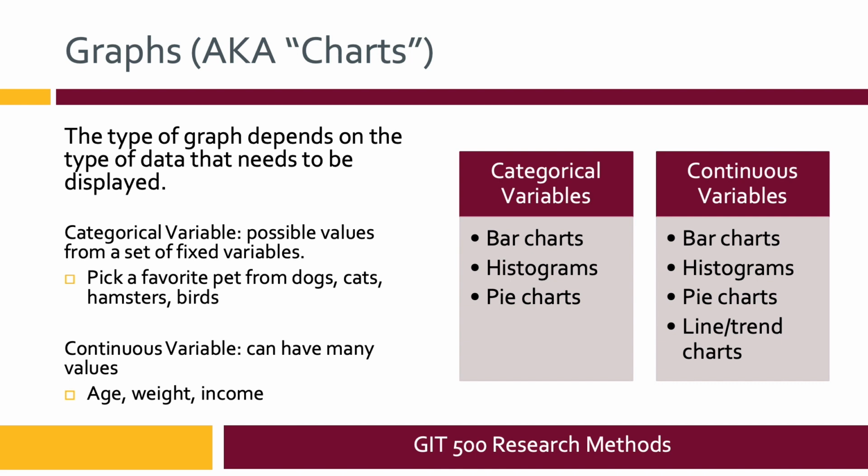Next, we have graphs, also known as charts in some areas. The type of graph that you use will depend on what kind of data that you need to display. So if you have a categorical variable, if you remember we talked about variables a few weeks ago, that is when you have a variable that has possible values from a set of fixed variables, like pick a favorite pet from dogs, cats, hamsters, or birds. Those you would use bar charts, histograms, and pie charts. If you have a continuous variable that can have lots of values like age or weight or income, you can also use a line or a trend chart.